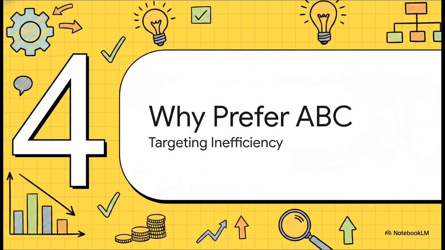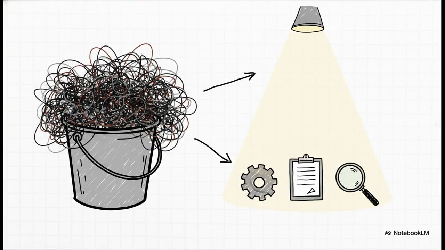Okay, on to Section 4. Why do managers actually prefer ABC? Well, managers prefer it for a very simple, practical reason: targeted troubleshooting. If assembly costs suddenly spike, management can walk right down to the assembly line and figure out what's going on.